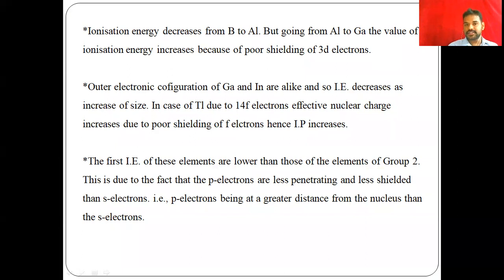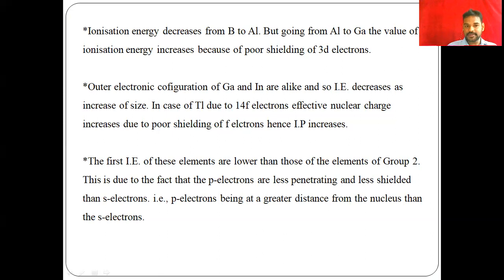So just compare these two reasons. Then, the first ionization energy of these elements is lower than that of the group 2 elements. That means the ionization energy of the elements is lower than those of the group 2 elements. This is due to the fact that the p electrons are penetrating and less shielded than the s electrons.